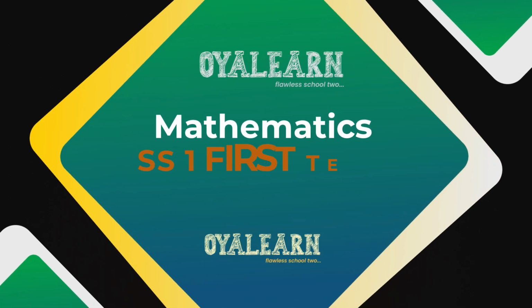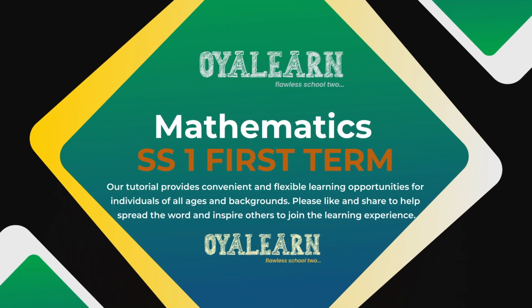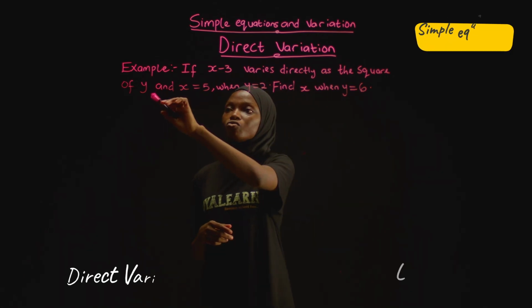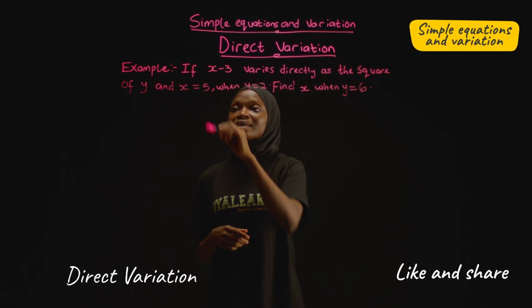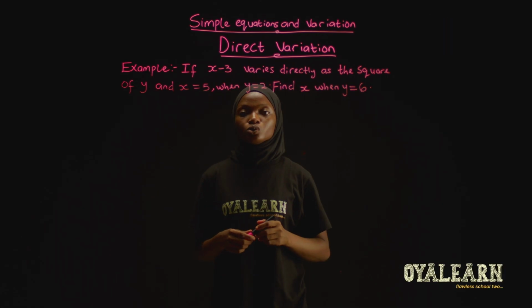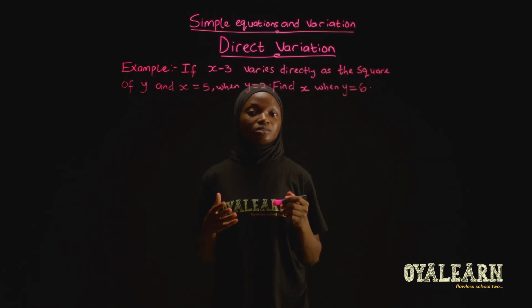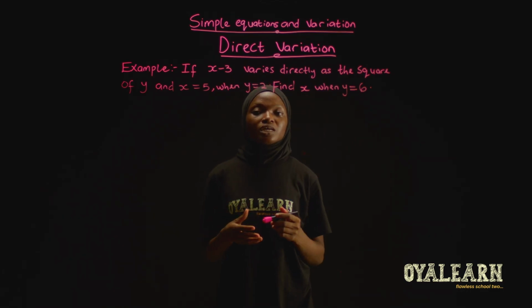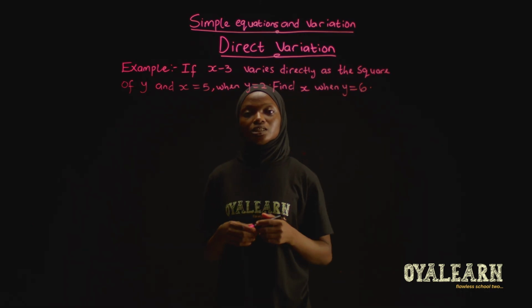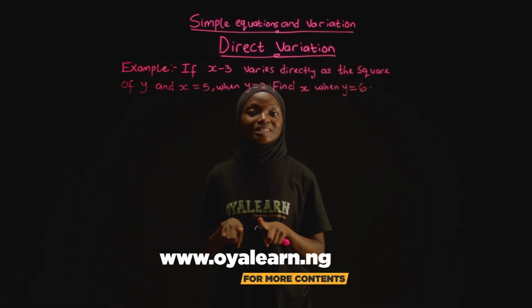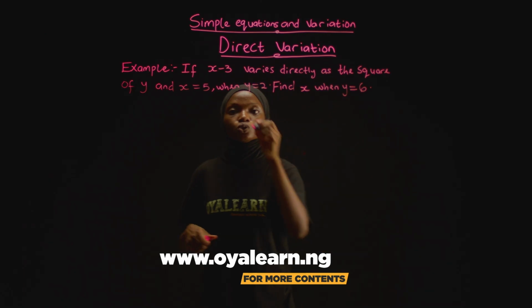Example: if x minus 3 varies directly as the square of y, and x equals 5 when y equals 2, find x when y equals 6. Now, to find the value of x in this case, we need to find the formula connecting x and y first. So, solution.